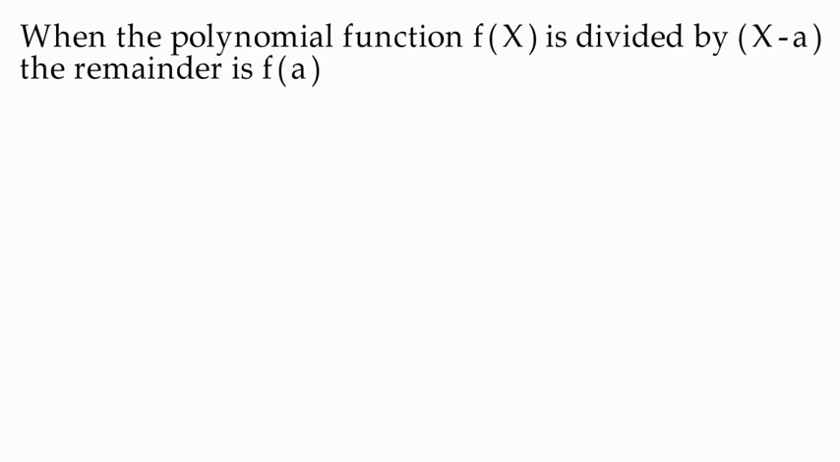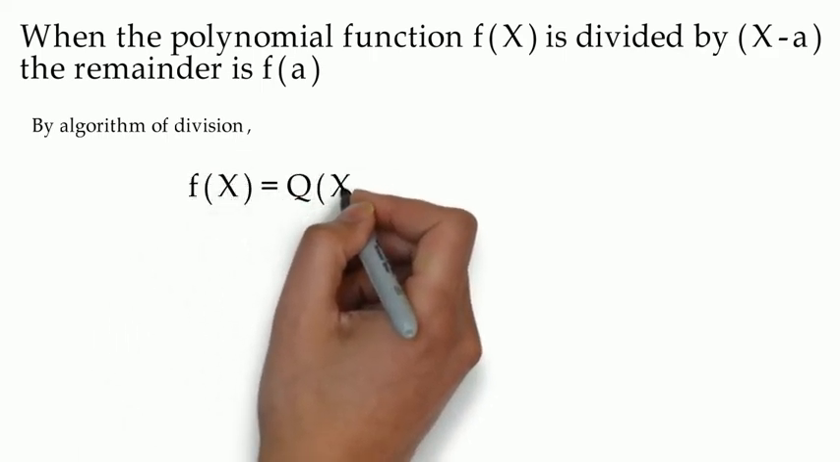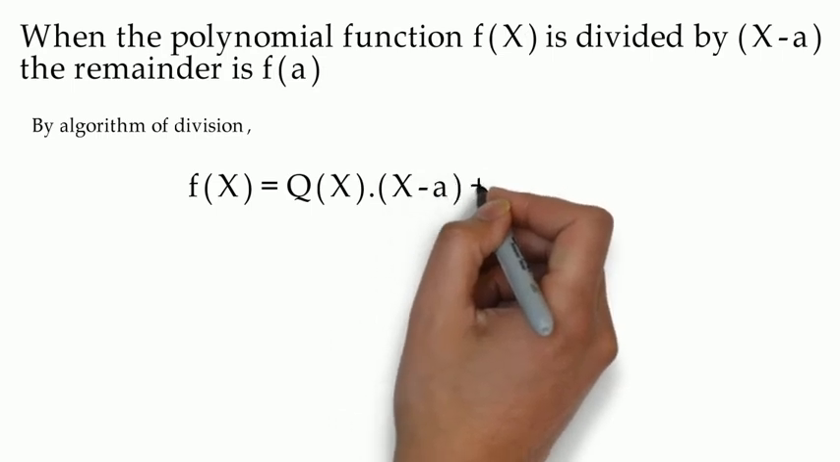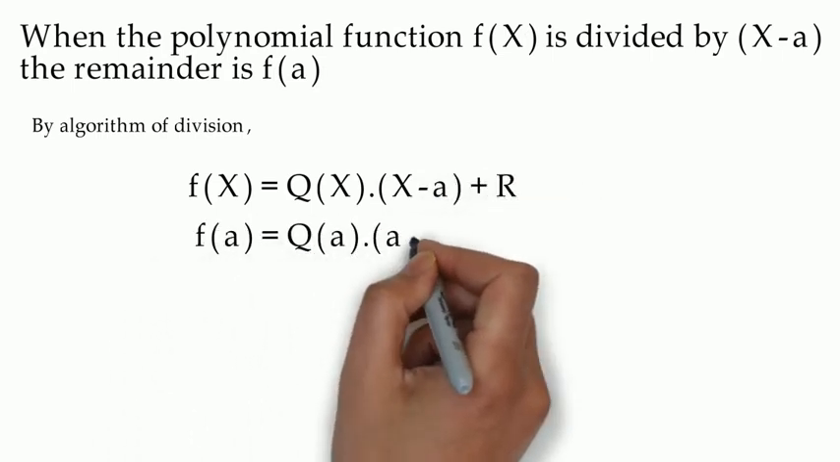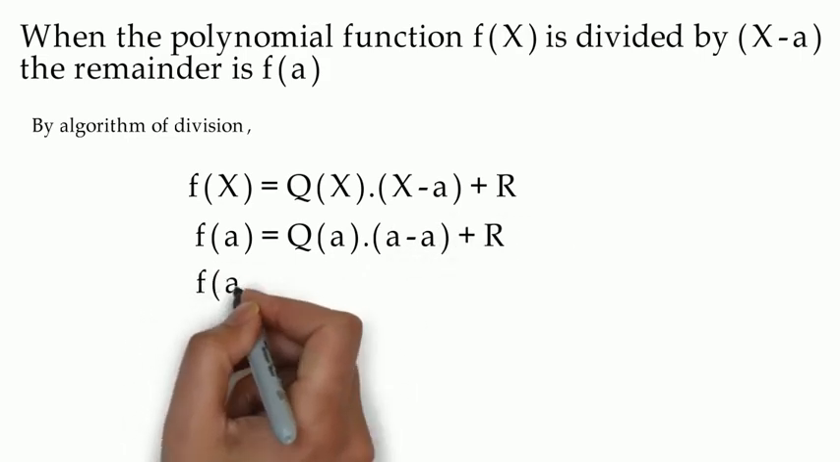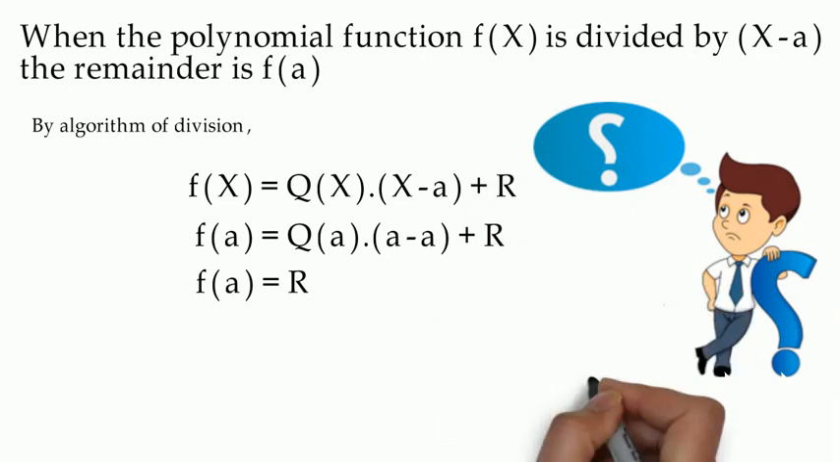Now we can write these words into an expression using the algorithm of division as f(x) equal q(x) times (x minus a) plus r, and putting x equals a, we would get f(a) as r. Still confused? Alright, let's see where we can apply this theorem through an example.